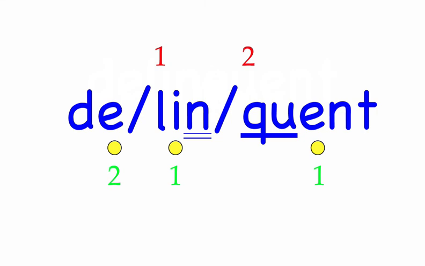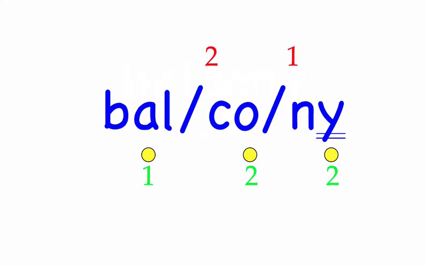Row 10. Balcony. We went out on the balcony. Bal has 3 sounds: b, a, ol. Co, 2 sounds: k, o. Ny, 2 sounds: n, e. Balcony. Mark the word.